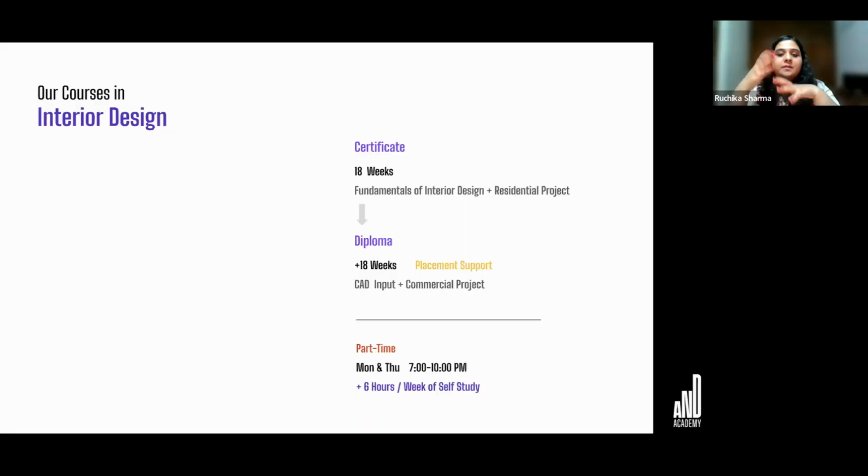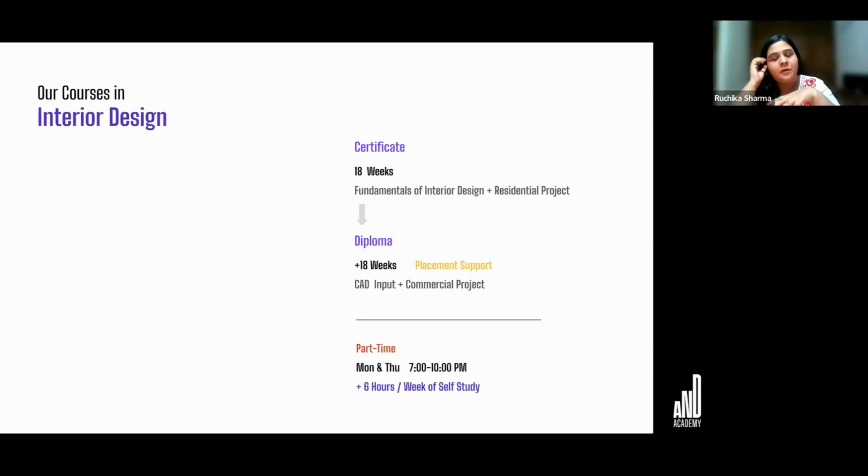So like UX design, we also have a course that is part-time. This has been split into 2 parts. However, there's a certificate course as well as a diploma course. And like the rest of our courses, this is also buildable. So if you opt for the certificate course, you will have 18 weeks of self-study, 18 weeks of classes alongside the self-study that you will be putting in. If you want to build on this, you can put in 18 more weeks that will take you to the diploma.